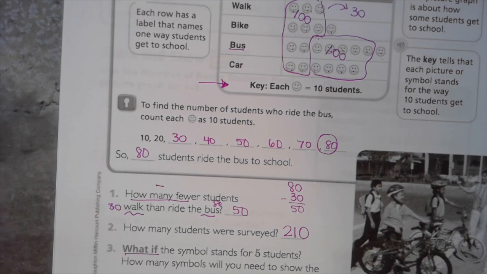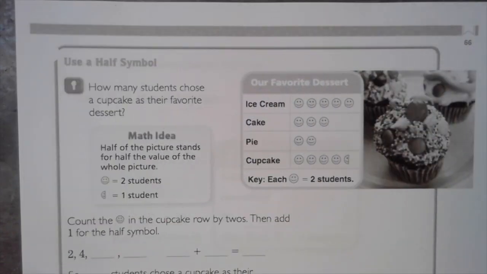Well, let's move on to the next page. Oh man, graphing always makes me hungry.